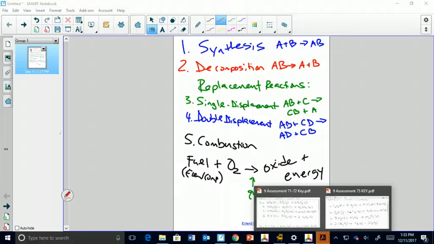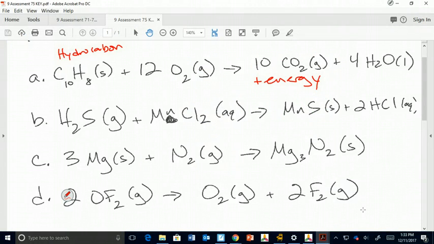So let's go back to that one. Are there any elements all by themselves in B? No. So therefore, what must this be? Double replacement or double displacement. Your textbook uses those terms interchangeably. So A is a combustion, and B is definitely a double displacement. Okay, how about C?